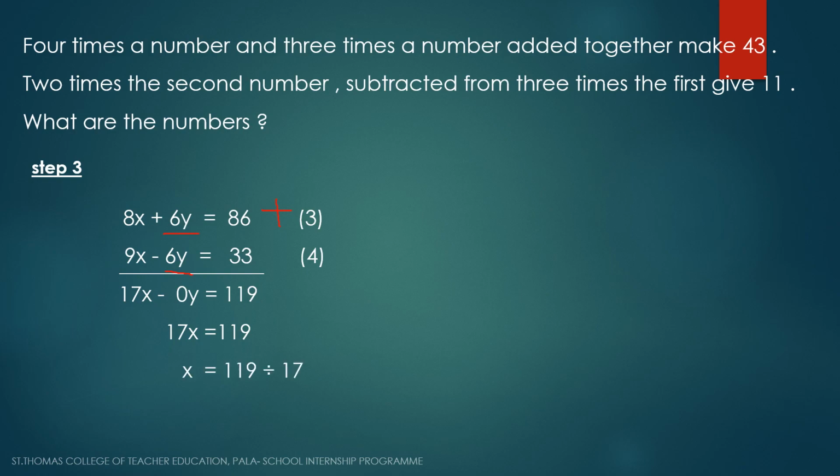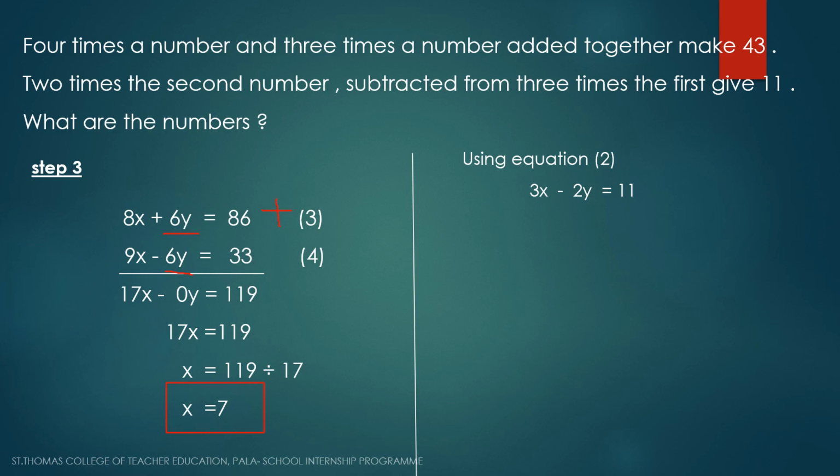Good. X will be 119 divided by 17. And what is that? It's 7. So we got the value of x as 7, isn't it? Now, you got the value of x. How will you find the value of y? You all know that. Very good. Considering any of the equations and substituting, isn't it? So I am using equation 2. And what was equation 2? 3x minus 2y equal to 11, isn't it?